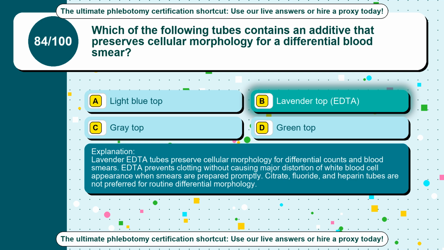Lavender EDTA tubes preserve cellular morphology for differential counts and blood smears. EDTA prevents clotting without causing major distortion of white blood cell appearance when smears are prepared promptly.